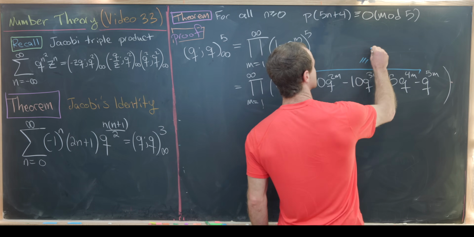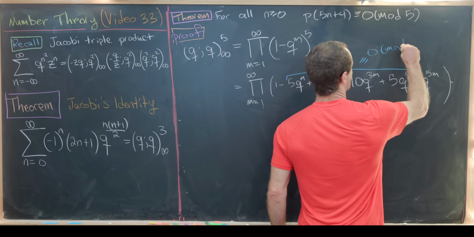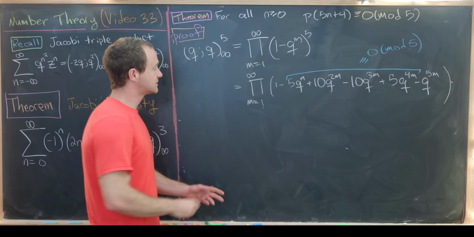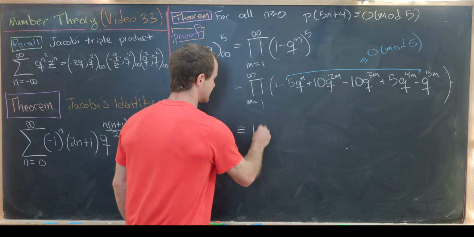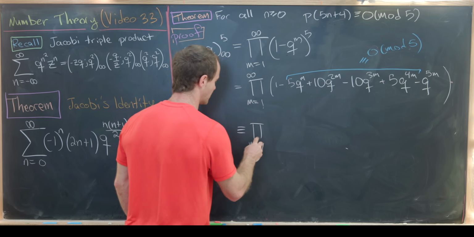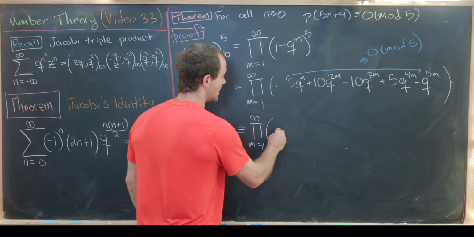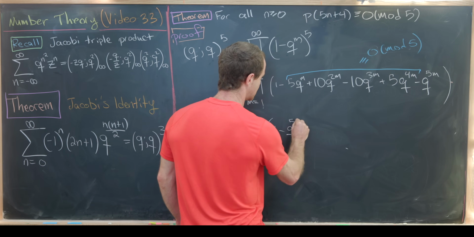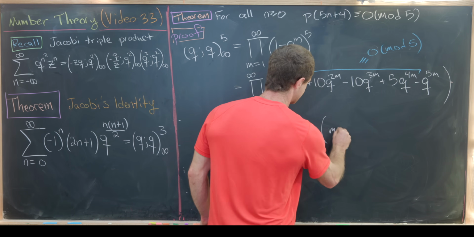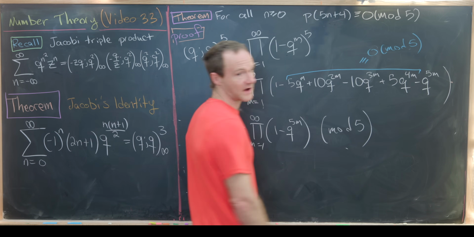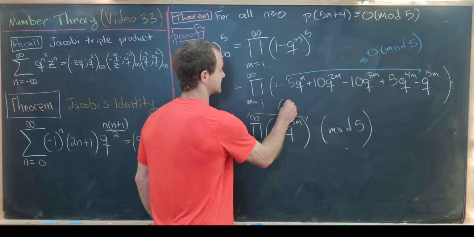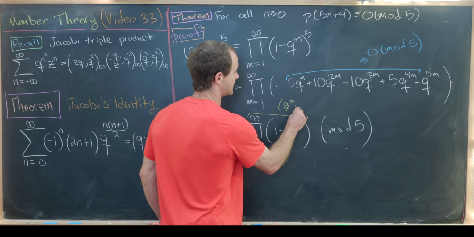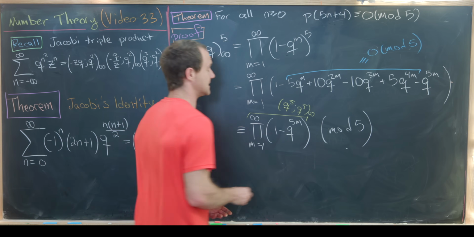But next up, we notice that all of these middle terms are multiples of 5. So this is congruent to 0 mod 5. So that means if we reduce this entire thing mod 5, we get this product as m goes from 1 up to infinity of 1 minus q to the 5m, and this is occurring mod 5. But then we recognize this as one of our special products. This is q to the 5th, q to the 5th infinity.